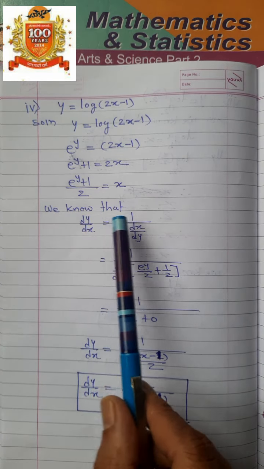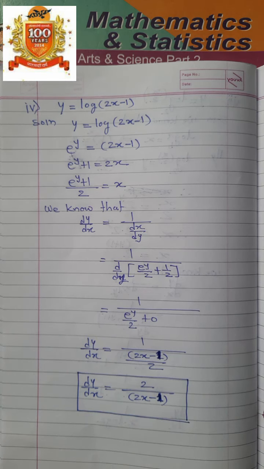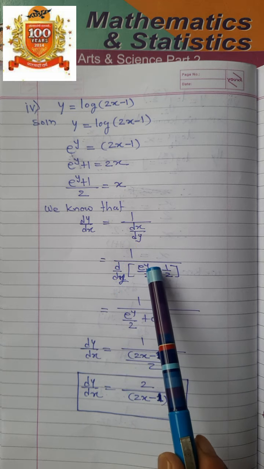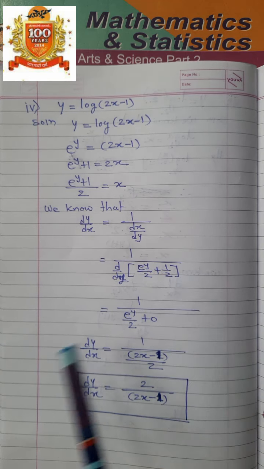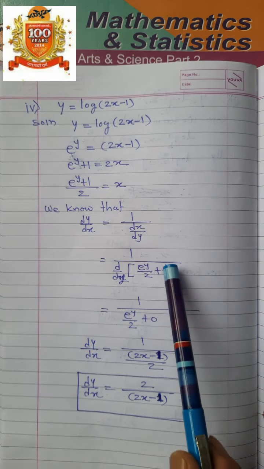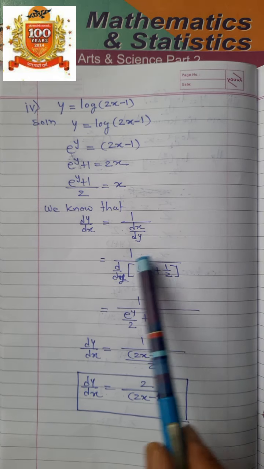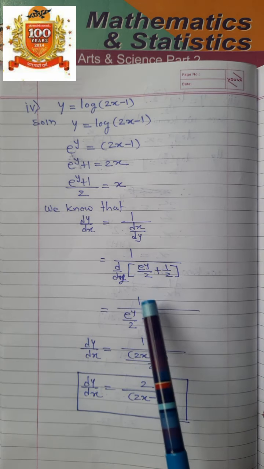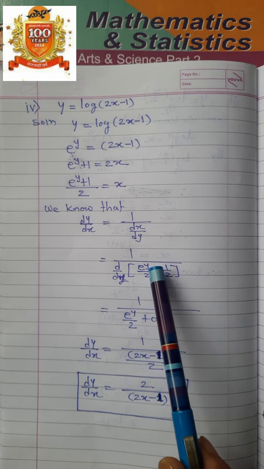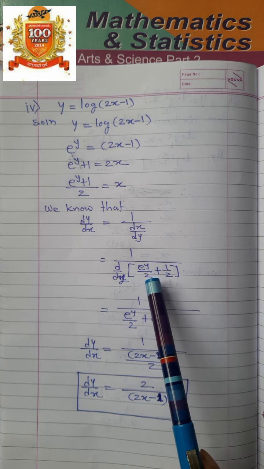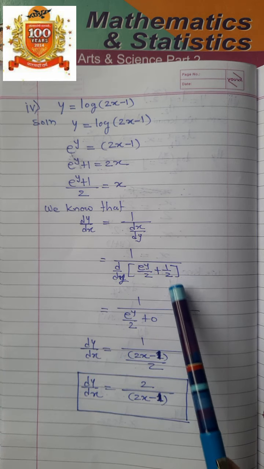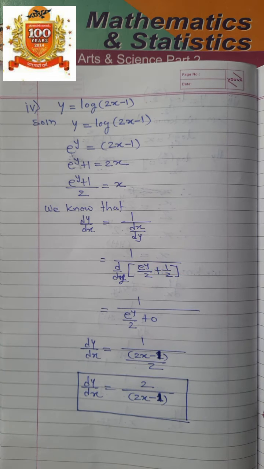Now we know that dy by dx is equal to 1 upon dx by dy. Put the value of x here: 1 upon d by dy of e raised to power y by 2 plus 1 by 2. What is the meaning of this? e raised to power y upon 2 plus 1 upon 2. Now differentiate this with respect to y. We get 1 upon e raised to power y by 2. Differentiation with respect to y is e raised to power y by 2 plus 0. Why? Because derivative of constant is 0.